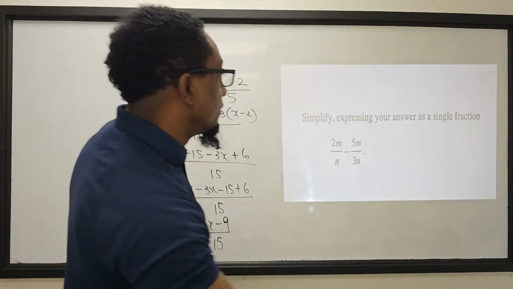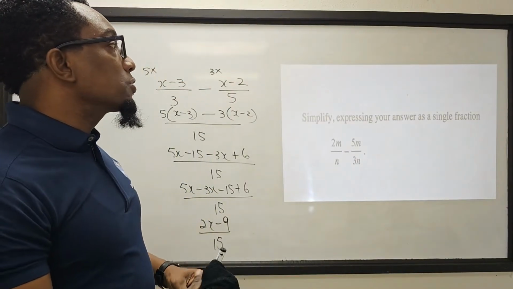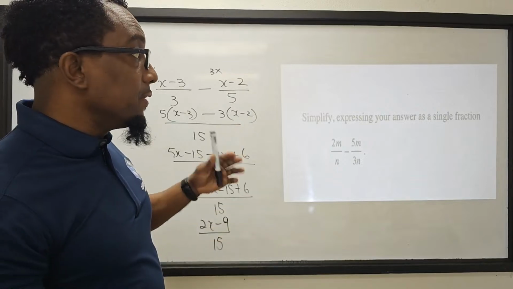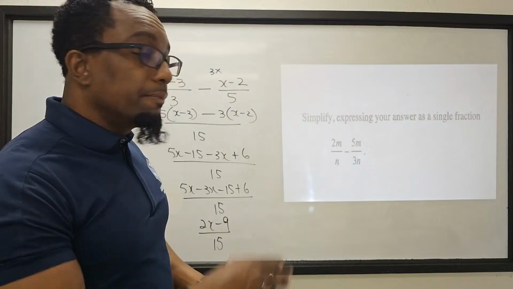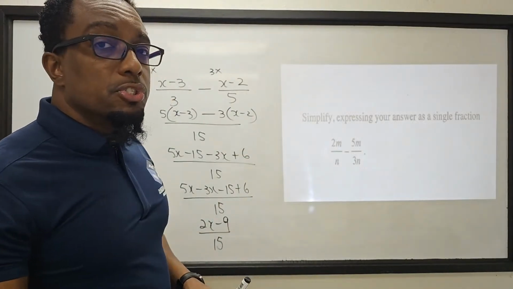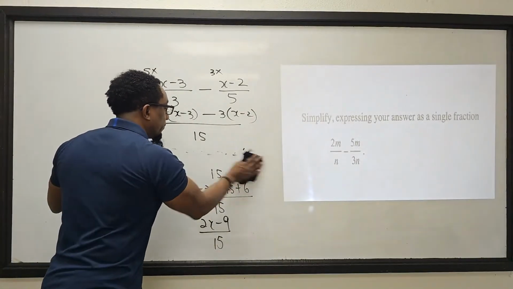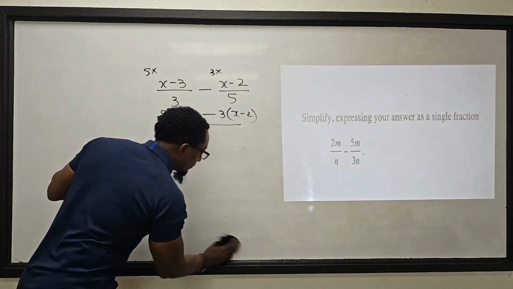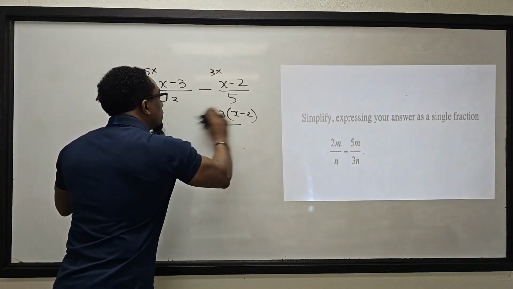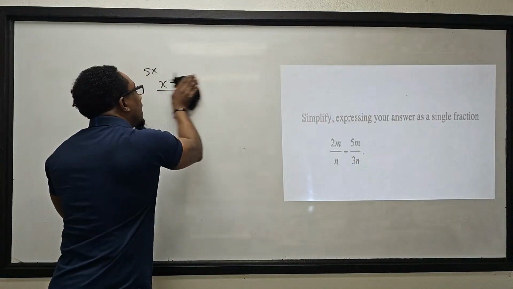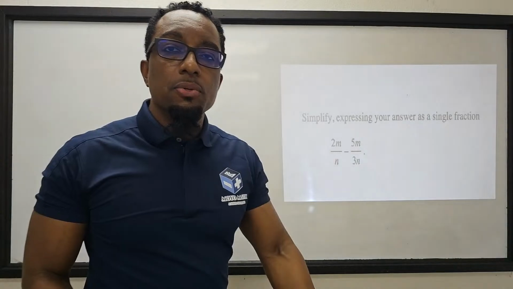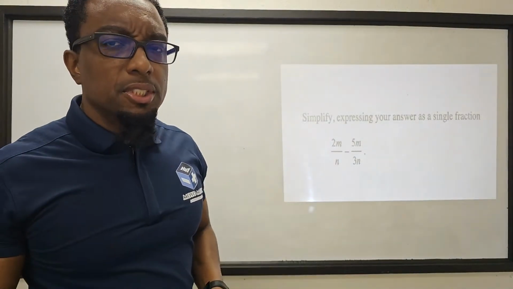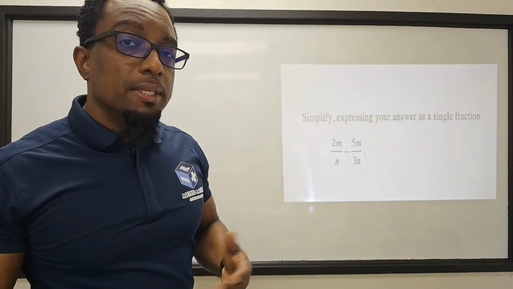Let's look at another. So they want us to simplify the expression, giving your answer as a single fraction. So you have an algebraic expression again in fraction form, and we want to simplify that expression. So what are we going to do? Again, once you're adding or subtracting algebraic fractions, you must find the LCM. Well, in fractions generally, once you're adding or subtracting, you must find the LCM.